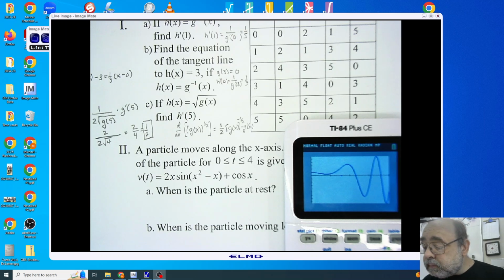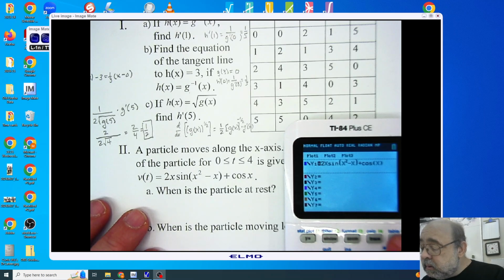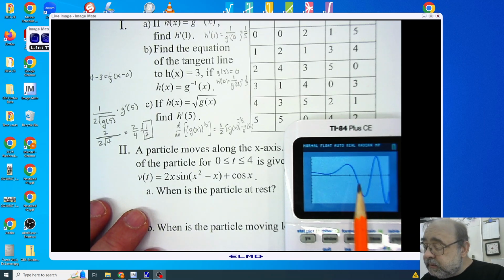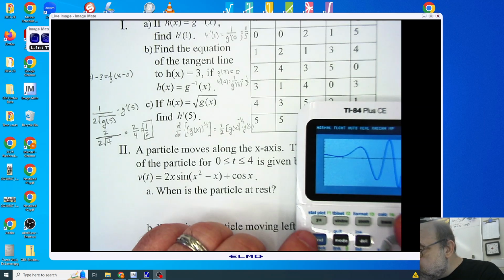Here we go. When is the particle at rest? Well, if this is my velocity function right here, I'm looking at rest wherever I have 0 values. And there are 3 of them. All right? So here we go. Let's find our first one.